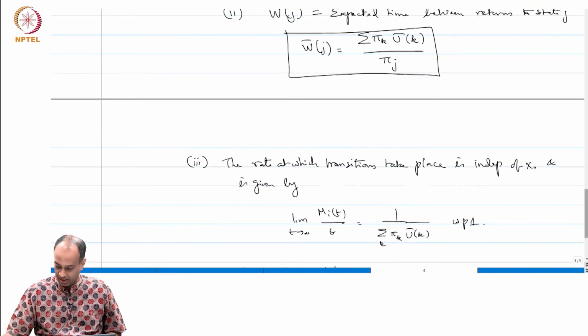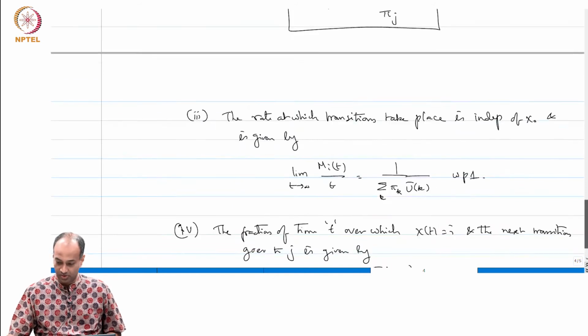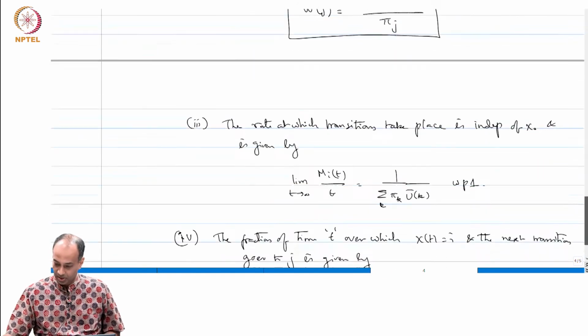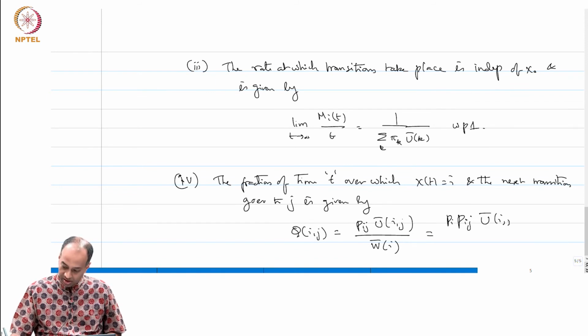If you just put that back in, we do not know what w bar is, it is not specified as such in the process. So, we need to use this expression to get it in terms of the u bars. So, you will get P_ij u bar ij over u bar i. Okay.